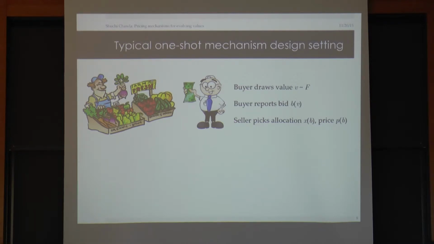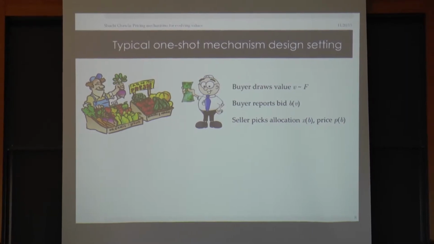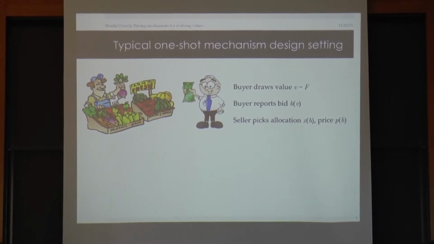This is a known distribution. So the buyer draws this value, and then potentially reports, instead of his true value, some function of this value. We'll call it the bid of the buyer. And then the seller is going to take this bid and map it to some allocation and also charge the buyer a price. We'll think of the allocation as being basically the probability with which the buyer gets this item. So there's just a single item under sale, and this is just the probability that the buyer is going to get this item.